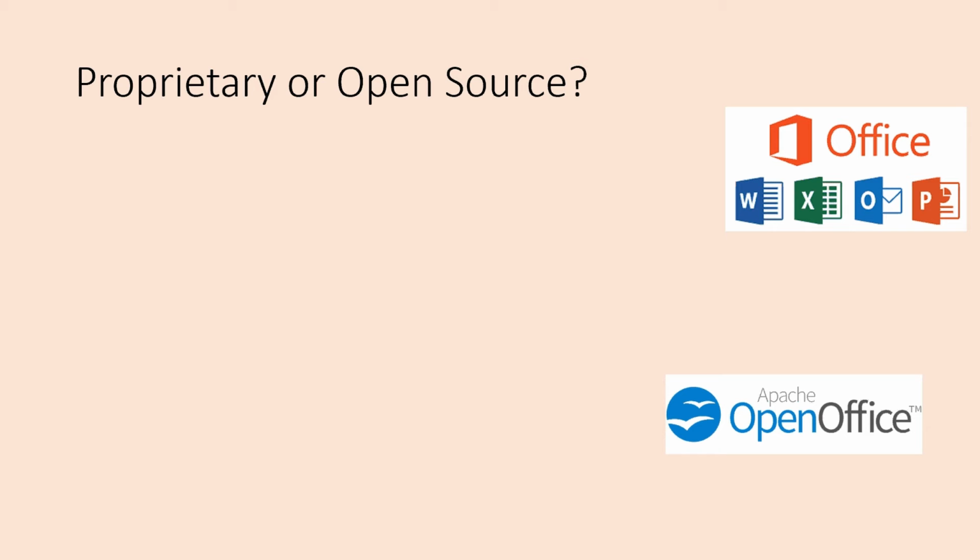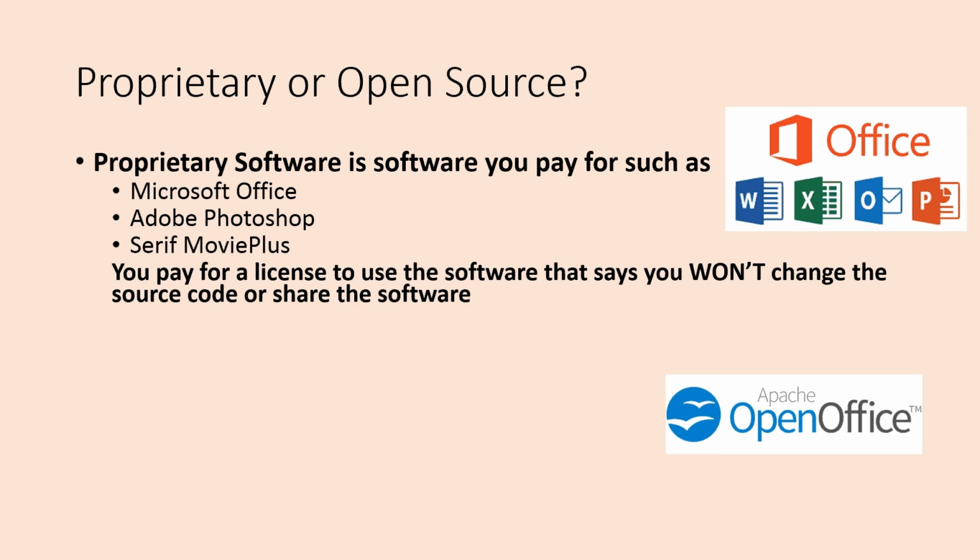Proprietary means that you've paid for the software. So I'm going to bring this up on the screen. It's software that you pay for, such as Microsoft Office, Adobe Photoshop, all the Serif software we use at school, we've paid for it. And you pay for a license or a number of licenses to use the software, and by doing that you're saying you won't change the code that makes up the software, you won't try and play around with it and change it, and you won't share the software beyond your license.